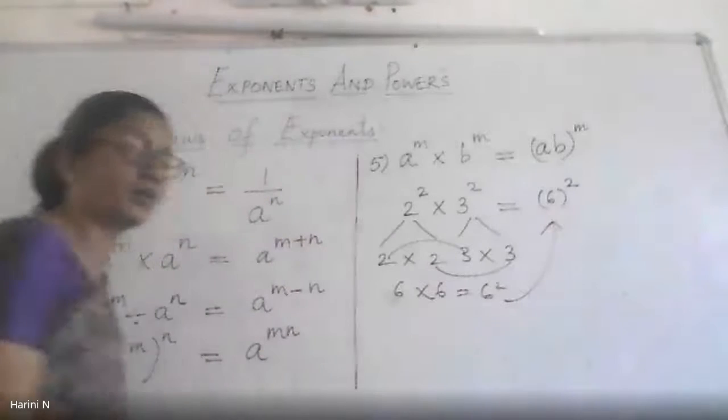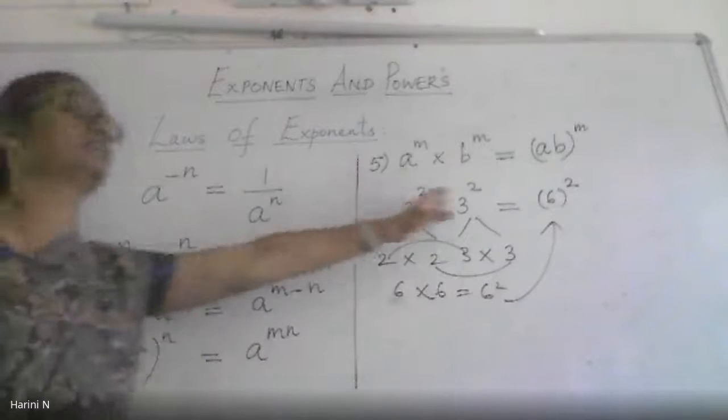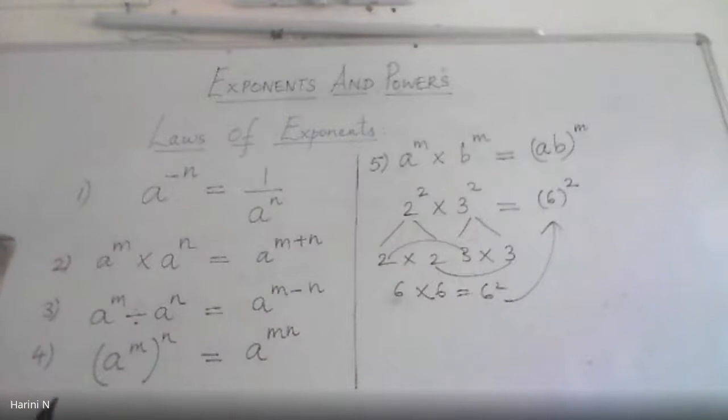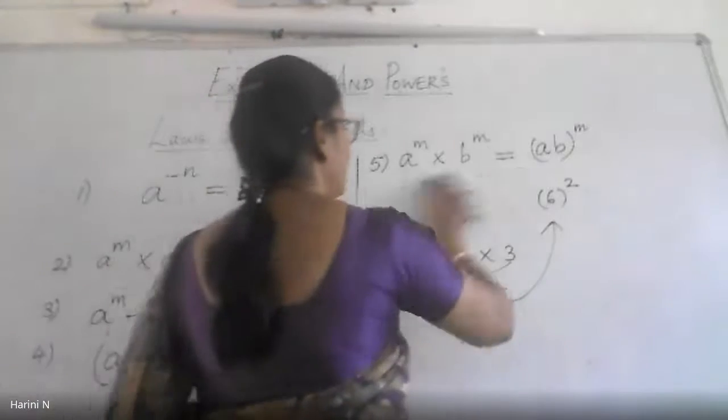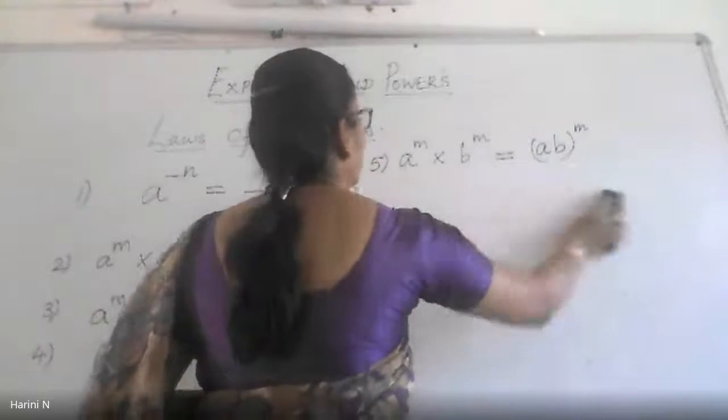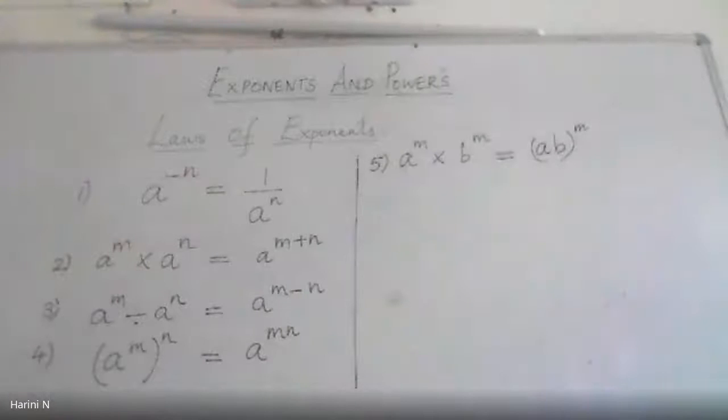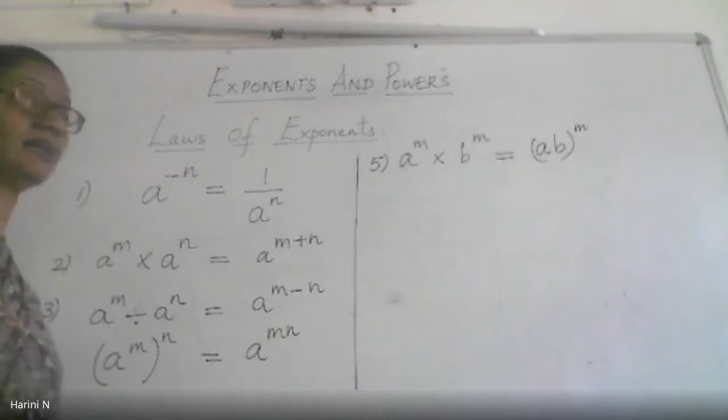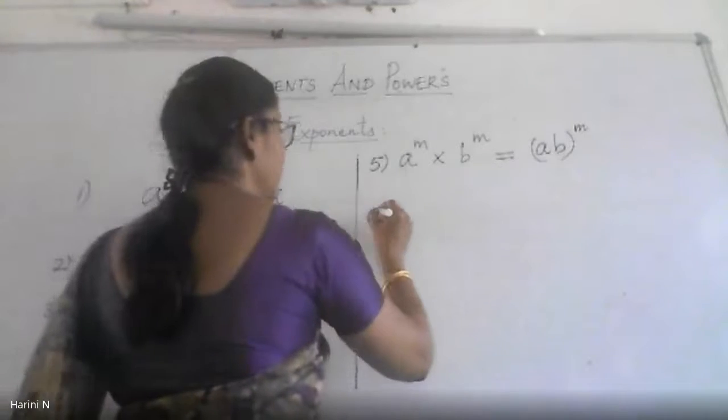See, using the law, I got it directly. I did not have to expand anything and simplify. The law itself will give me that a to the power m into b to the power m will be equal to ab to the power m. So that was your fifth law.